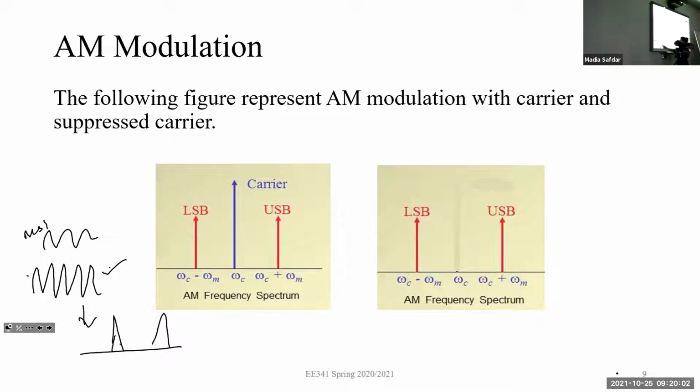So only these bands will have all the information of the message signal. So this carrier will be suppressed. Here you can see this carrier, but here the carrier is suppressed. There is no carrier. Okay. This happens in amplitude modulation with double sideband suppressed carrier. So this is the lower sideband, this is the upper sideband. This has all the information of the message signal.